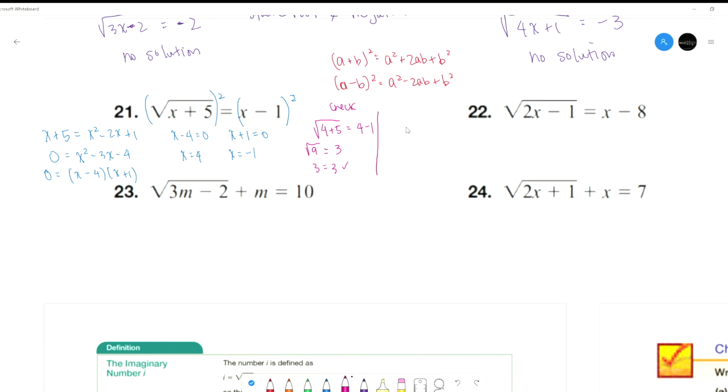And then I have to check the other one. So we have negative 1 plus 5, and then the square root of that is equal to negative 1 minus 1. And as you can see, the right-hand side is a negative number, so I don't even have to continue. On the left-hand side, I have positive 2 is equal to negative 2. This is already incorrect, right? 2 does not equal negative 2. So x equals negative 1 is not a solution. We have just one solution, which is x is equal to 4. Any questions with that?